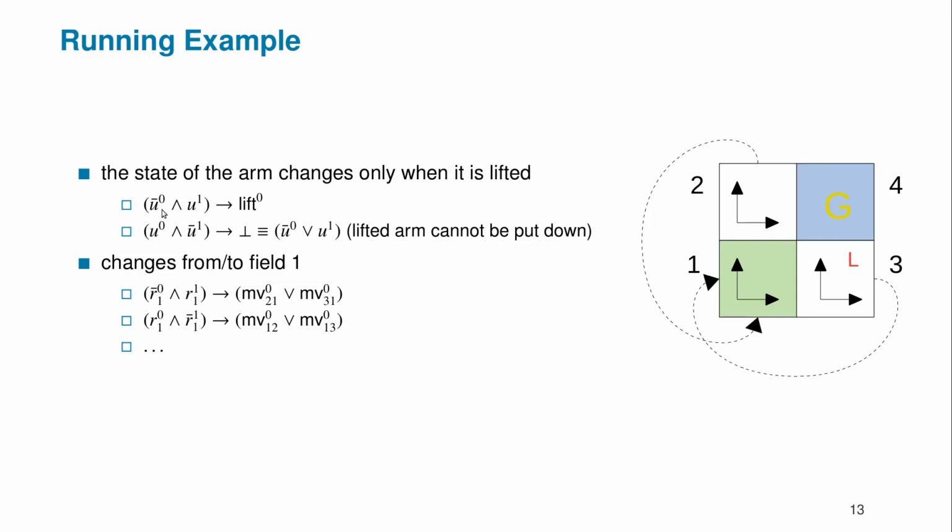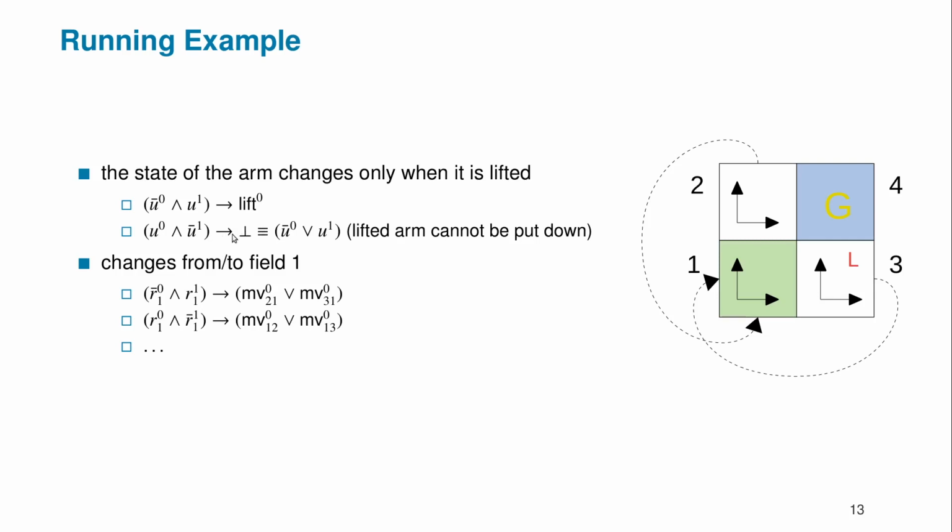Here I have, if U0 is false at time point 0 and true at time point 1, this means that the action lift was executed at time point 0. And now for the other case, if U is true at time point 0 and U is false at time point 1, then this should not be allowed. So this results in an invalid situation.